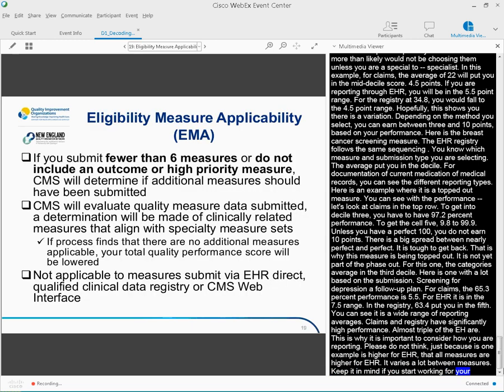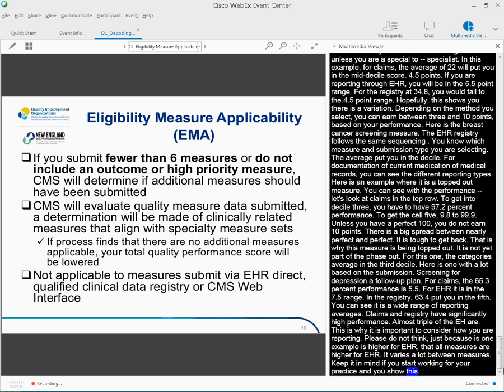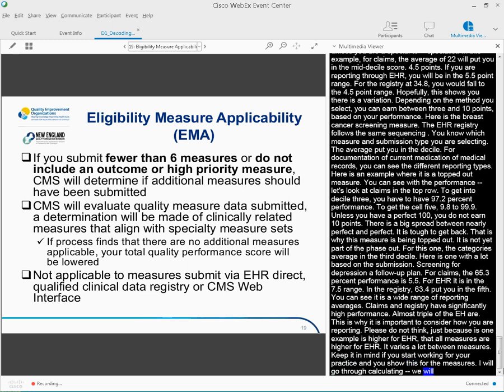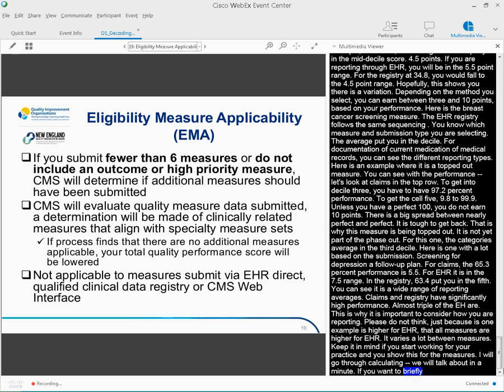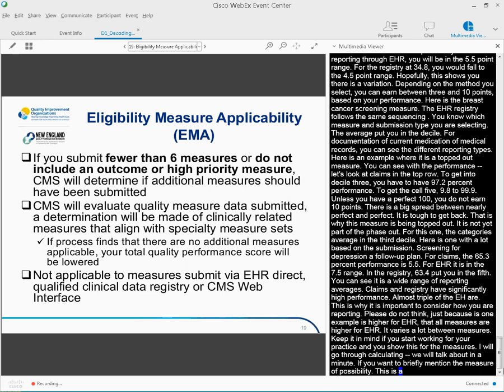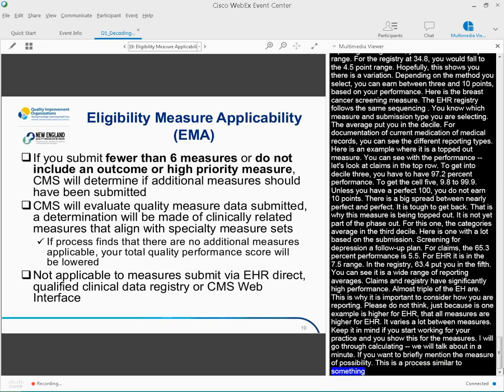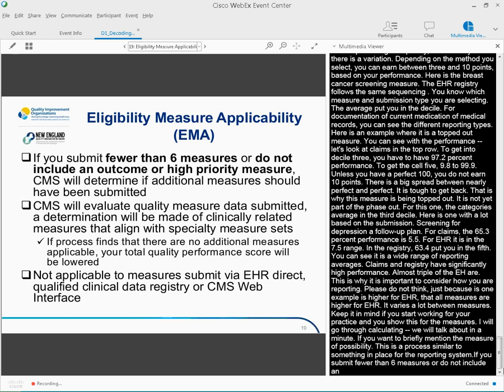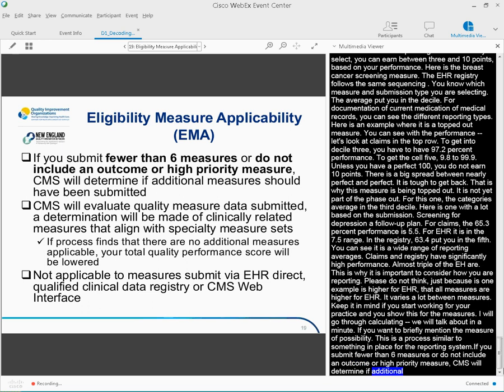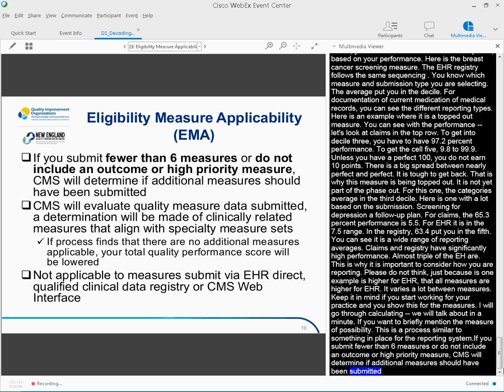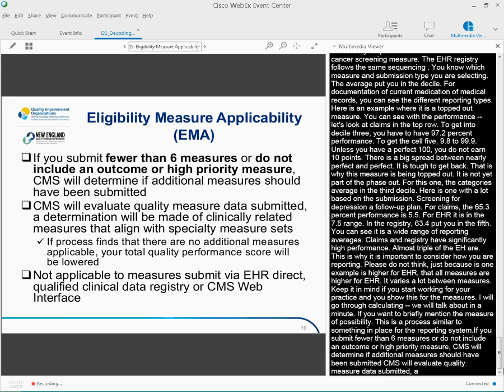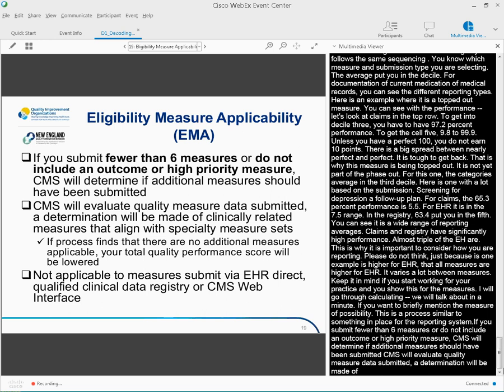I'm now going to go through how you would calculate. Oh, actually, we'll talk about that in a minute. I do want to just briefly mention the eligibility measure applicability. So this is a process similar to something that was in place for the physician quality reporting system. If you happen to submit fewer than 6 quality measures or you don't select that outcome or high priority measure, CMS will go through a process where they determine if you could have reported on additional measures.